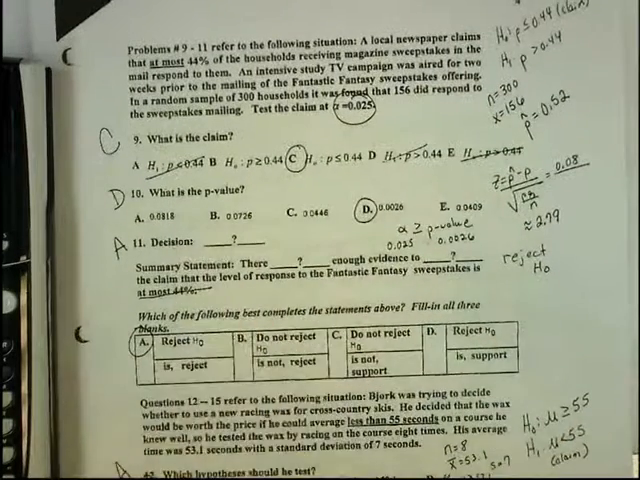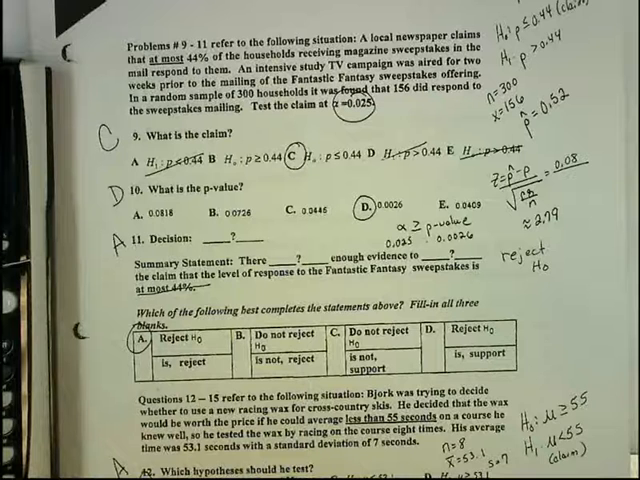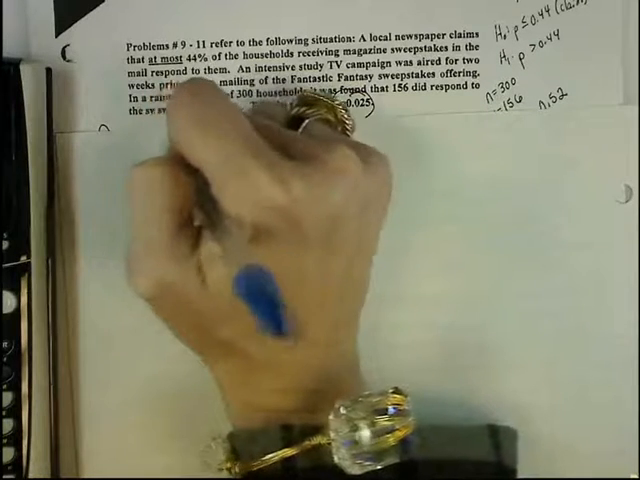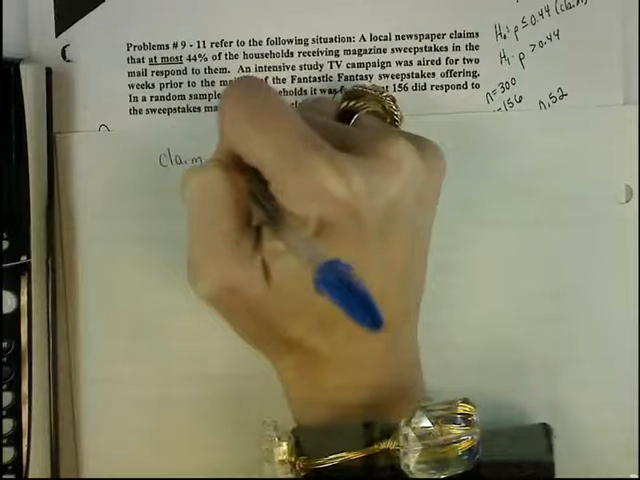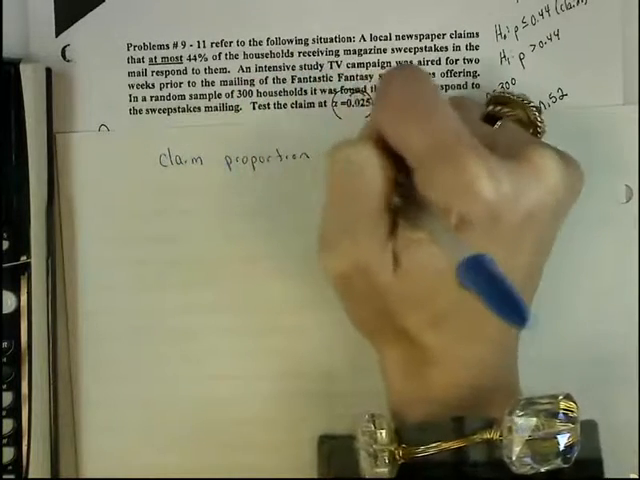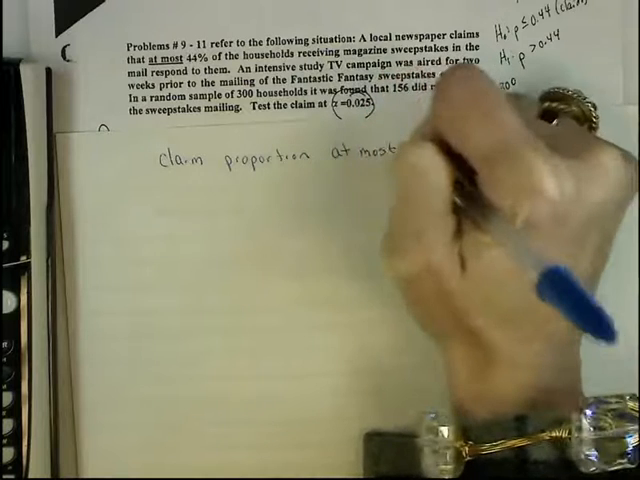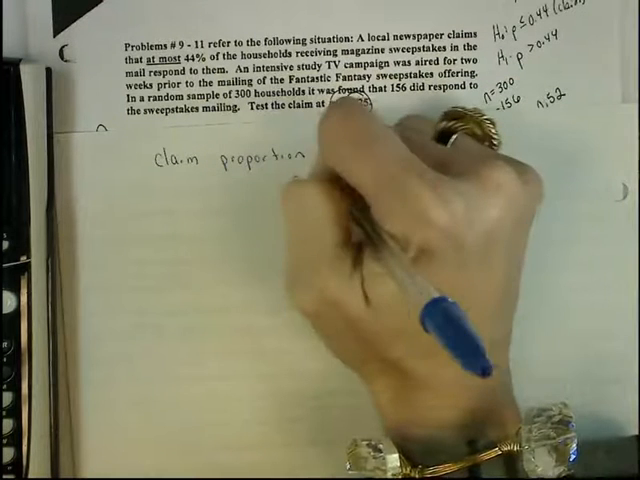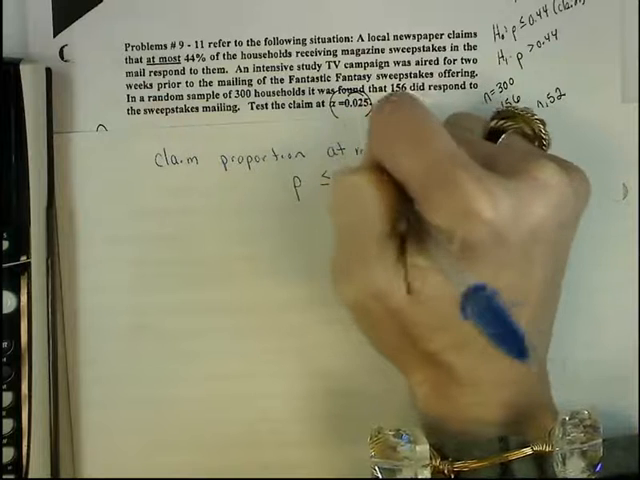What's the p-value? What is the decision? Obviously, this is probably the p-value method since they do ask for a p-value. With this claim, basically they're saying that the proportion is at most 44%. A local newspaper claims that at most 44% of households receiving magazine sweepstakes in the mail respond to them. Therefore, P is less than or equal to 0.44.